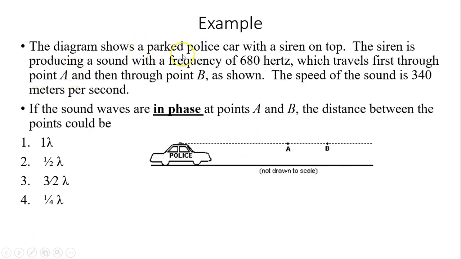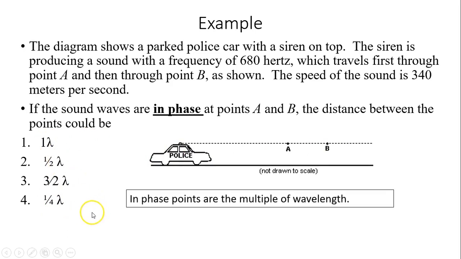Another example. The diagram shows a parked police car with a siren on top. The siren is producing a sound of frequency 680 Hz, which travels first through A, then through B as shown. The speed of sound is 340 meters per second. So if the sound waves are in phase at A and B, the distance between the points has to be a multiple of the wavelength. So the only multiple of wavelength is 1. Okay, that's the only answer.